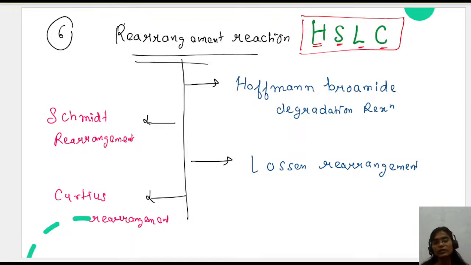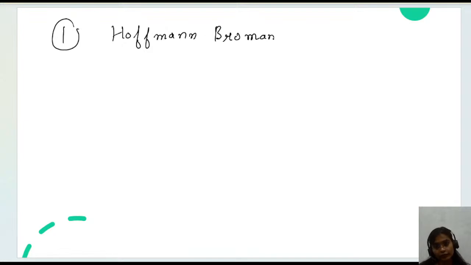These are the things we are going to discuss in the next class. Let me quickly give you an overview about the first one, the Hofmann bromamide degradation, although again we are going to discuss all of this. So let's start with the very first rearrangement, the Hofmann bromamide degradation.